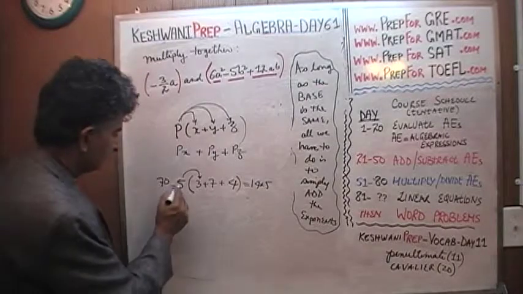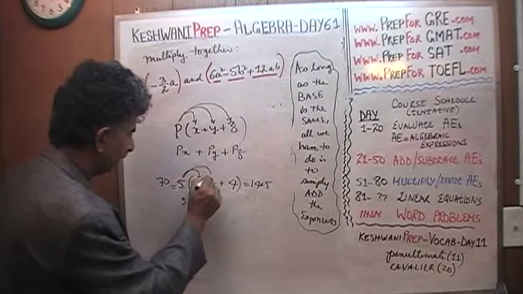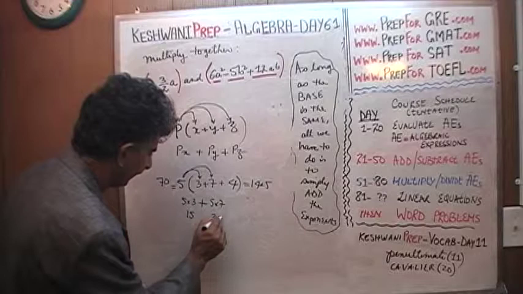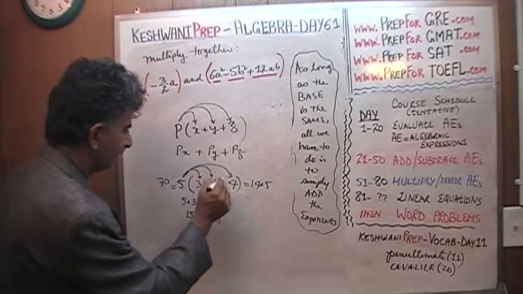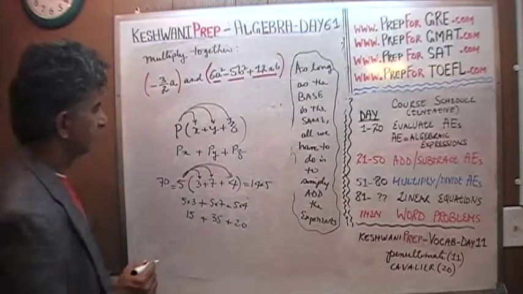So 5 times 3, that gives us 15. Plus 5 times 7, that's going to give us 35. And then 5 times 4, that's going to give us our 20.